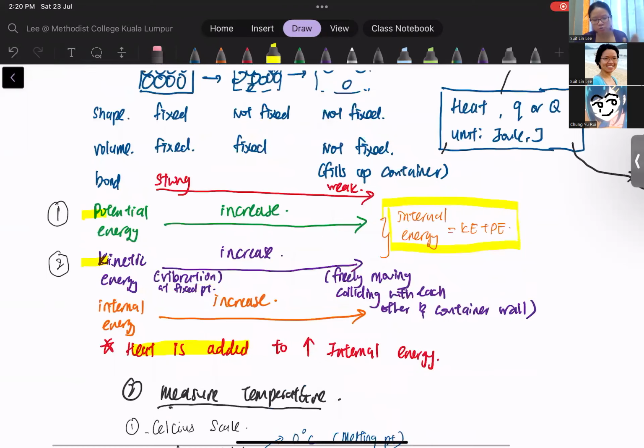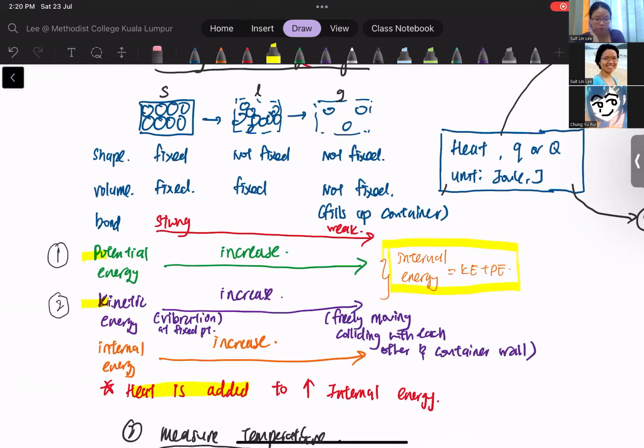So the potential energy will increase when you go from solid to liquid to gas. Your kinetic energy will increase when you go from solid to liquid to gas. So all this increase in energy, by conservation of energy, has to come from somewhere. It comes from the heating that you are giving to the system.